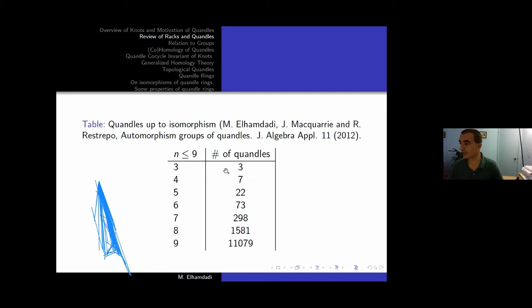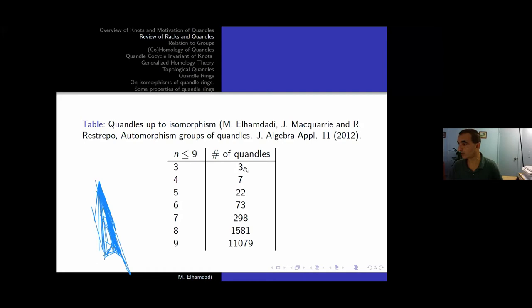You see, as you increase the cardinality of the quandle, on the left is the cardinality of the quandle. On the right, you have the number of quandles up to isomorphism. Now, this was done by my students, Jennifer McQuarrie. She did the master thesis with me back in 2011. And Ricardo Restrepo, he was the one doing the programming.